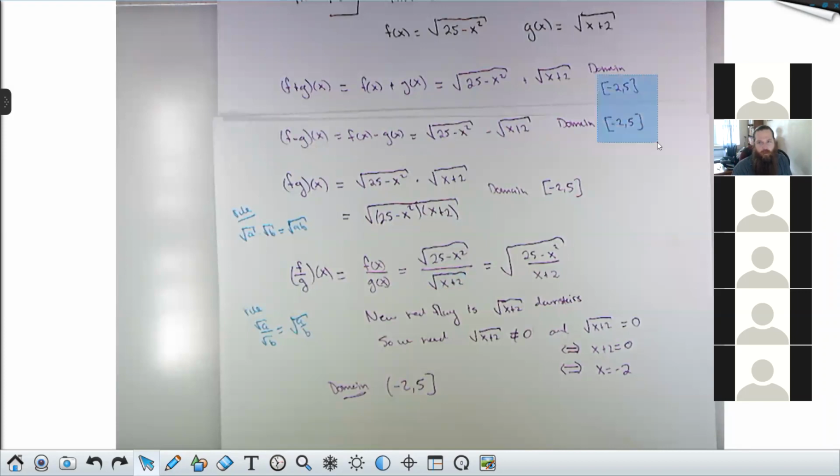So -2 was in all of these previous domains. That's what the bracket on the left means. So here we need to kick out -2, because -2 would make the bottom 0. If you take this set, -2 to 5, and you kick out -2, you get this set.